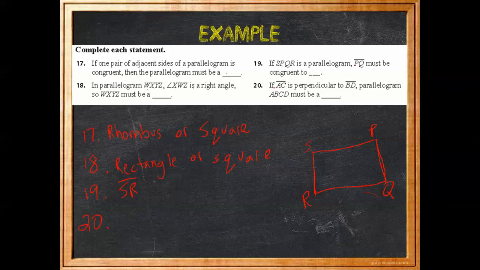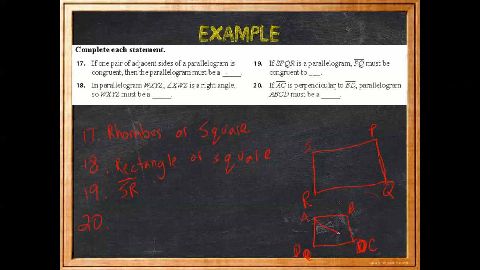This one says if AC is perpendicular to BD, parallelogram ABCD must be a what? And again, this helps to draw it out. Okay, ABCD. If we're talking about AC, okay. Oh, oops, I'm sorry. That's why it's important to write your letters in order. Okay, A, B, C, D, right? They have to go in order.